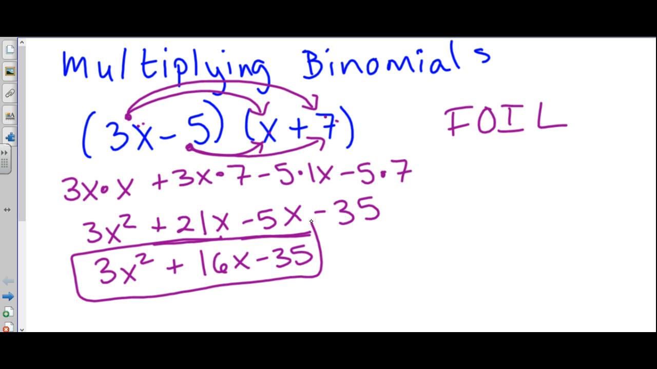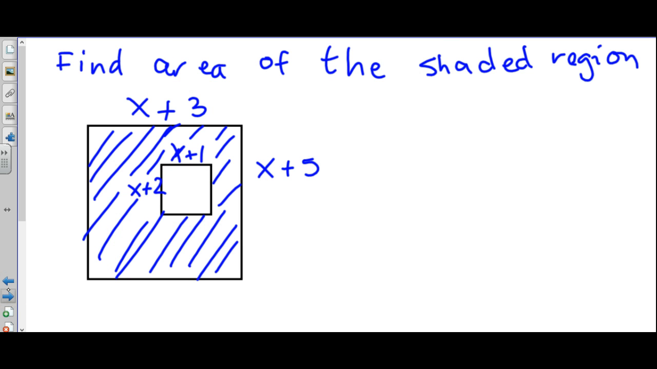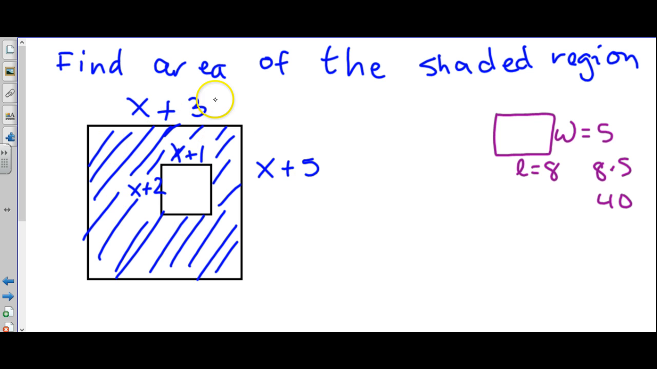So a second type of question they give you is an area question. Find the area of a shaded region. When you have a square or a rectangle, the area is just the length times the width. If the length was 8, we would multiply it by the width, which I'm going to say is 5. 8 times 5 is 40. We just multiply to get the area. It's the same idea here, but we have bigger things to multiply.